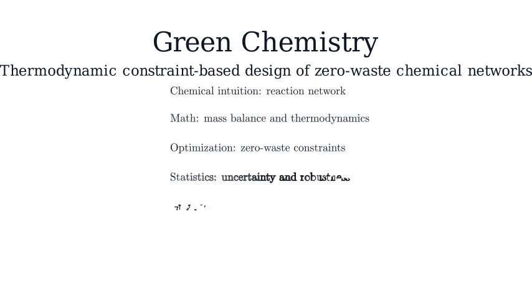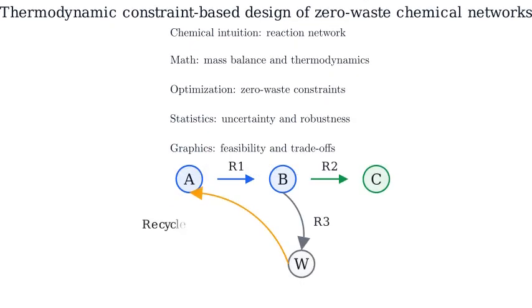Here is our roadmap. 1. Chemical intuition with a reaction network diagram. 2. The math with mass balance and thermodynamics. 3. Optimization to enforce zero waste. 4. Uncertainty and statistics to test robustness. 5. Graphics that help us see feasibility and design trade-offs. Let us begin with chemical intuition.